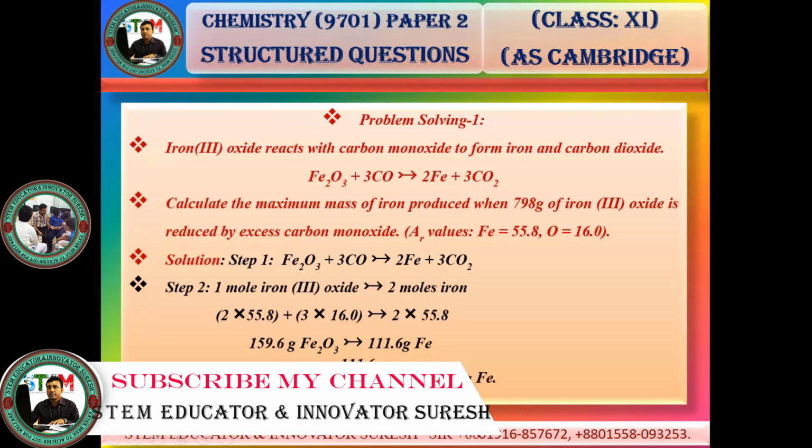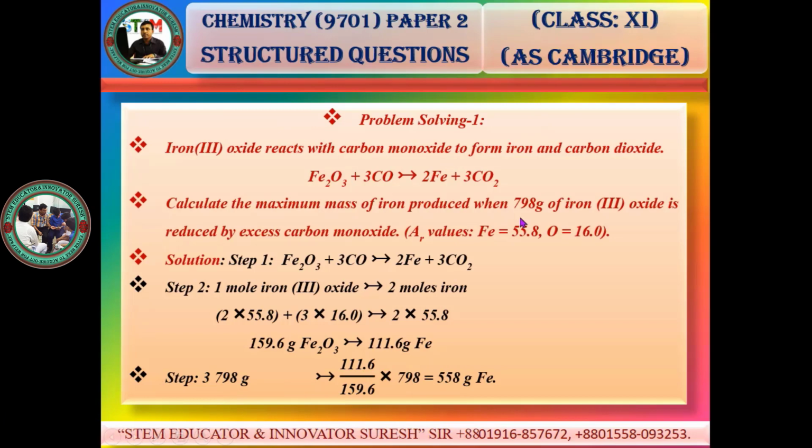Step 3, unitary method. Since the question is asking you to find the maximum mass of iron produced, the given amount of iron(III) oxide is 798 gram. Look at this. By using the unitary method, 159.6 gram is producing 111.6 gram iron. For 1 gram, we divide the right side by this value, and for 798 gram, we multiply this value by 798, and it is forming 558 gram iron.